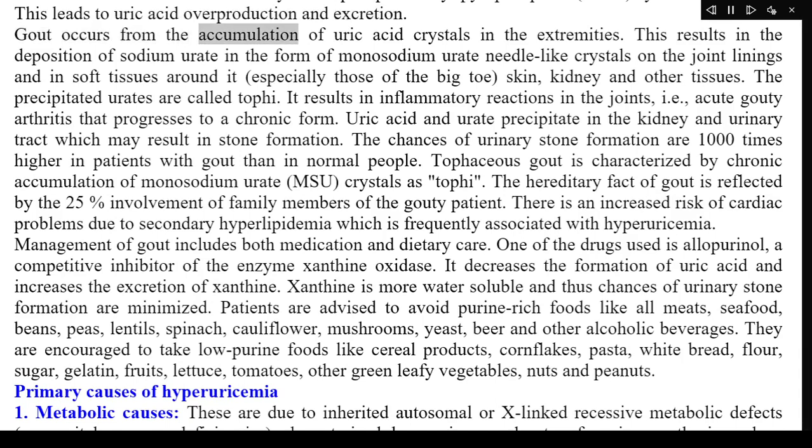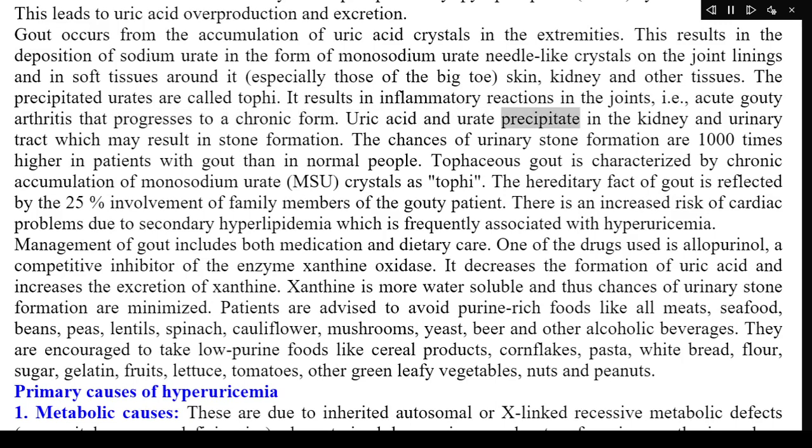Gout occurs from the accumulation of uric acid crystals in the extremities. This results in the deposition of sodium urate in the form of monosodium urate needle-like crystals on the joint linings and in soft tissues around it, especially those of the big toe, skin, kidney, and other tissues. The precipitated urates are called tophi. It results in inflammatory reactions in the joints, i.e., acute gouty arthritis that progresses to a chronic form.